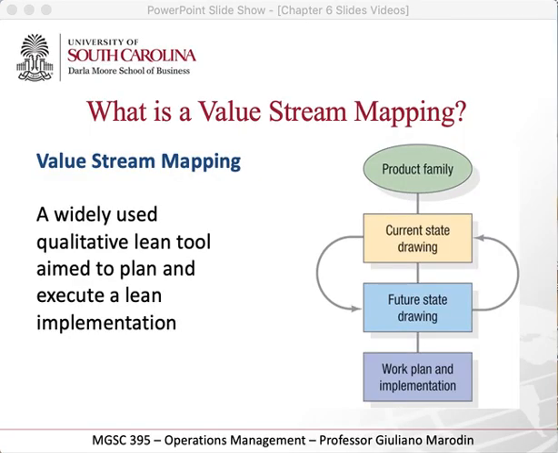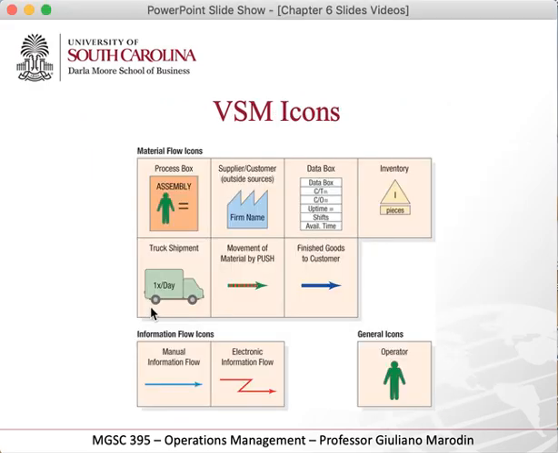So as I said, there are 4 steps. Basically, you identify the product family, and a product family is basically products that go through similar process steps, so have a similar flow. Then we're going to draw the current state, and that's how we are going to finish this section. But there's also a step of drawing the future state, basically saying how can I improve this process, and then you go there and implement and go back and forth. Okay, so it's a very, very widely used tool.